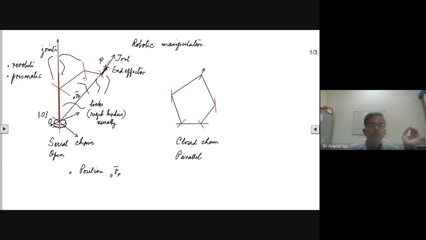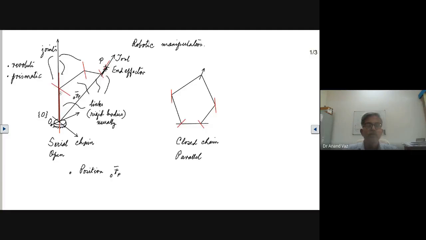Now, it's convenient for us. You see, normally this manipulator will move in space. It can have arbitrary motion or programmed motion. It can move in space, and so the links will also move.